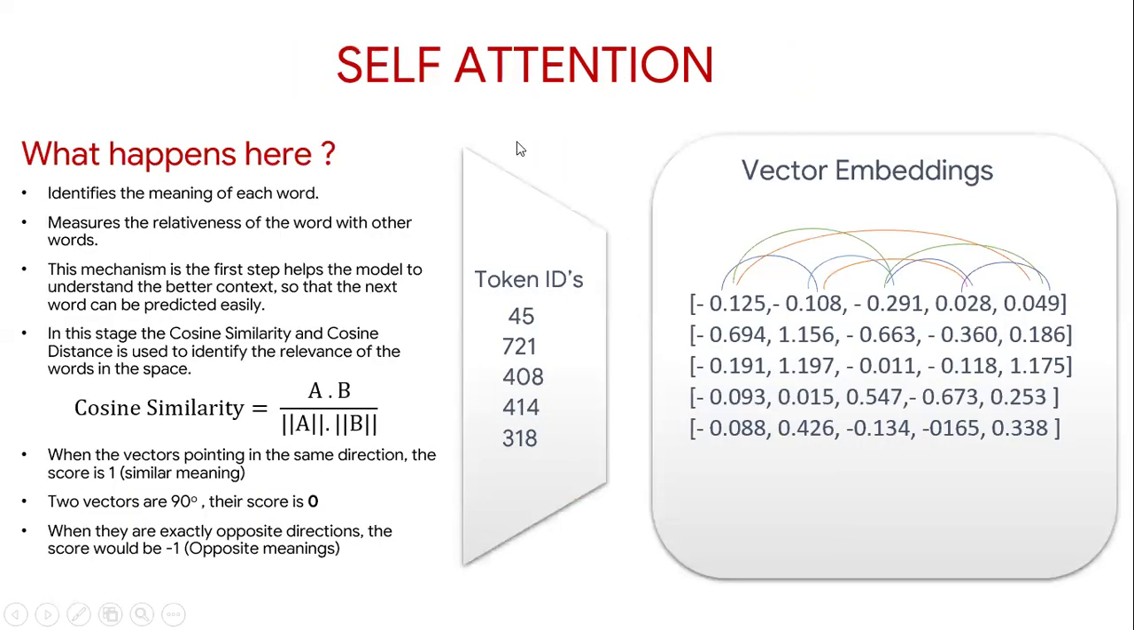Coming to the next one, self-attention. This is the important mechanism of the transformer model. It indicates the meaning of each word and measures the relatedness of each word with other words. The lines are displayed here just to illustrate how each word relates to other words. The tokens are displayed along with the vector embeddings.